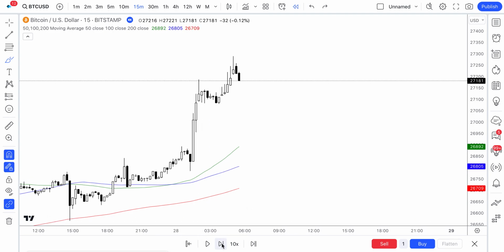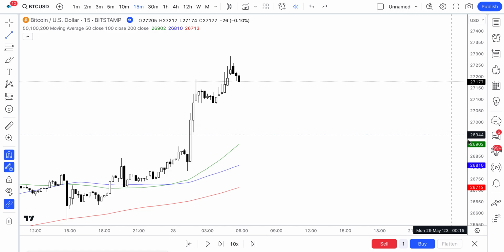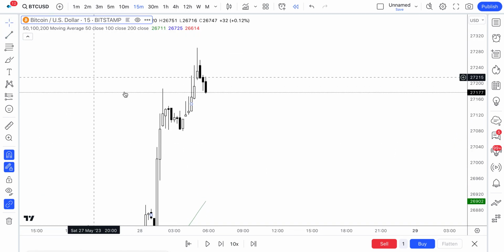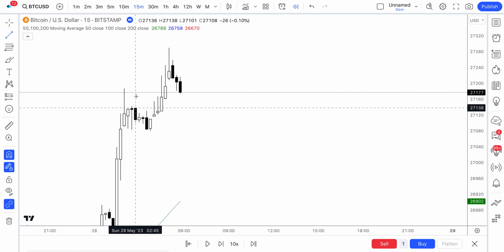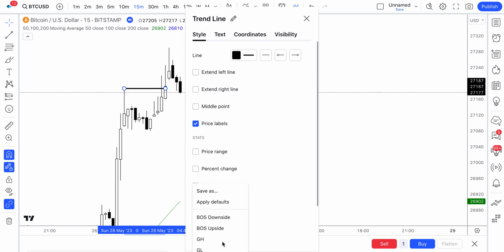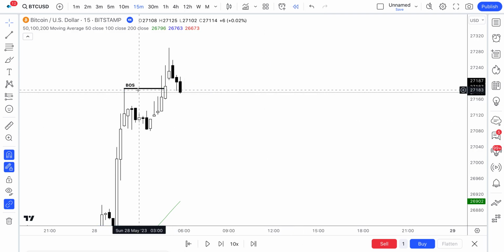So let's play this on a little bit, and you can see, let's zoom in here, that Bitcoin USD impulsively broke above the previous high here. So the most recent higher high was broken on the 15-minute time frame. So we can mark this on as a break of structure.